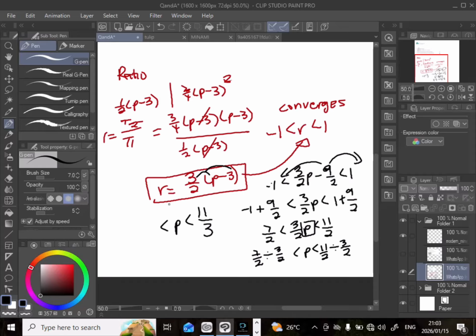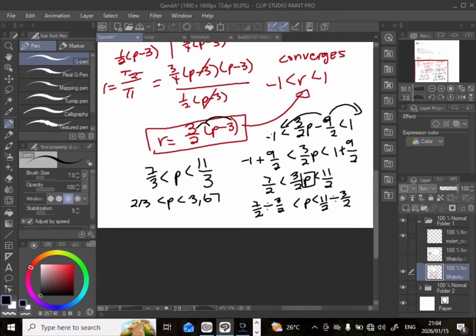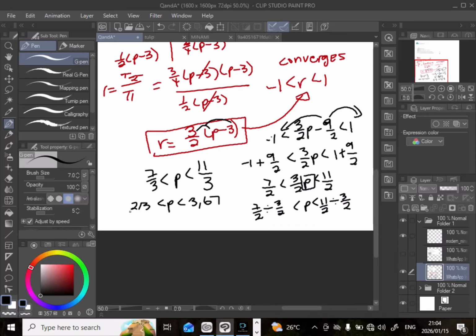and here it will be 7 over 3, which is 2.3, and then it's here, it's 3.67 basically. Right? So we know that now they gave us that P is not equal to 3, therefore we know that P will not be equal to 3 but it will be within this range of these numbers, right? So that's how we tackle it.